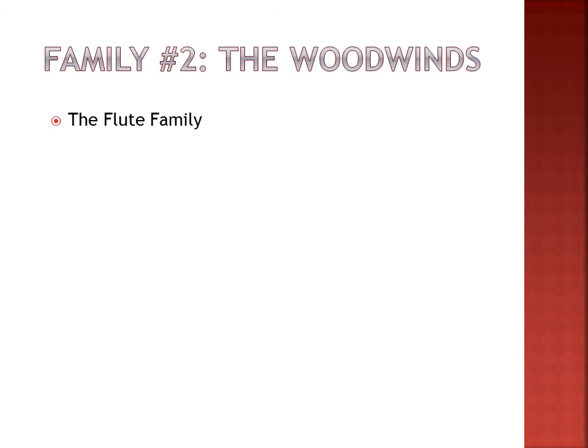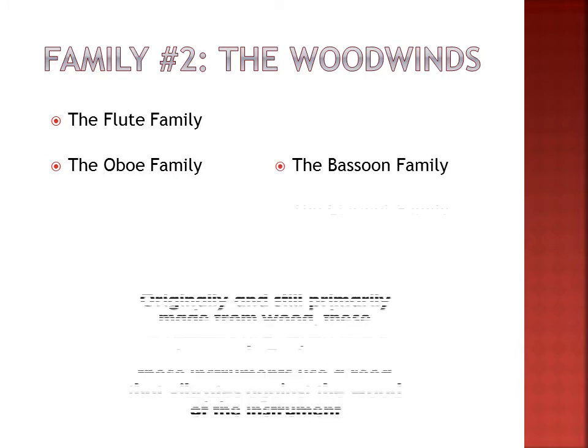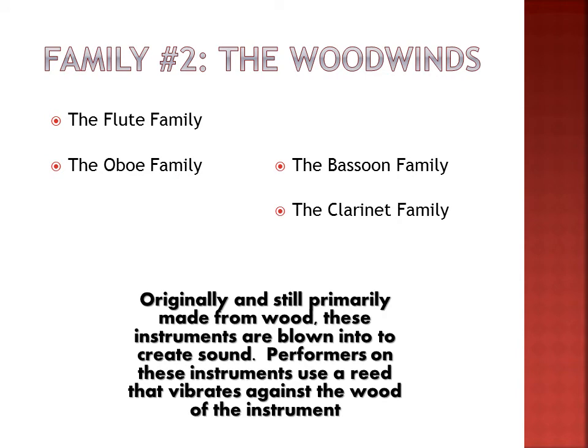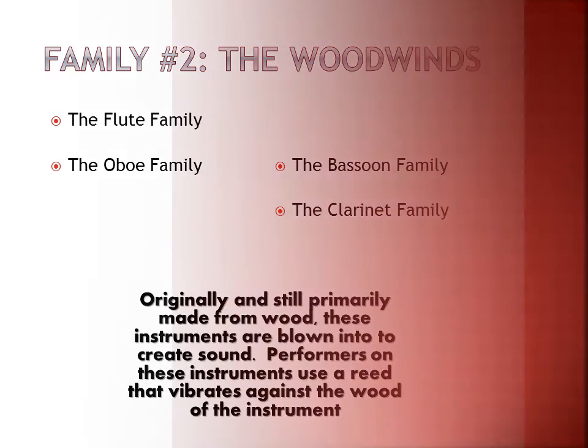Now it's time to move on to family number 2, the woodwinds. The woodwinds consist of the flute, oboe, bassoon, and clarinet families. These instruments were originally and still are primarily made from wood, though nowadays many of the flute family instruments are made out of metal, and most of the instruments have metal keys. The instruments were made to be blown into to create sound. Performers on these instruments use a reed that vibrates against the wood of the instrument.